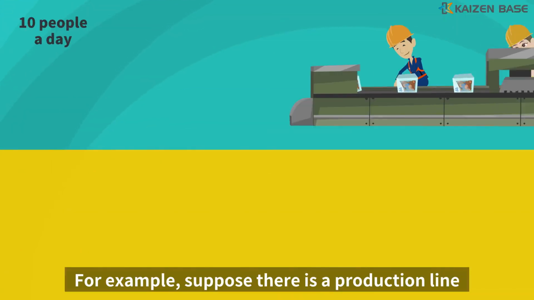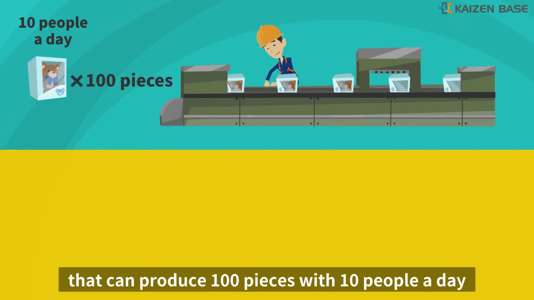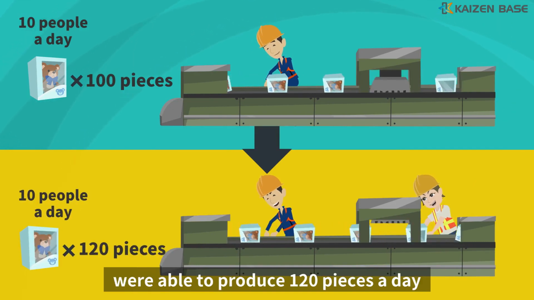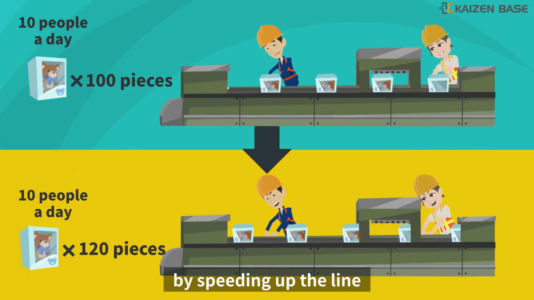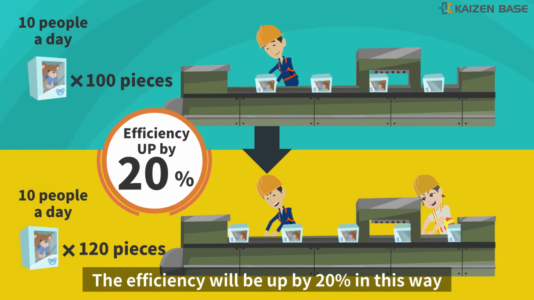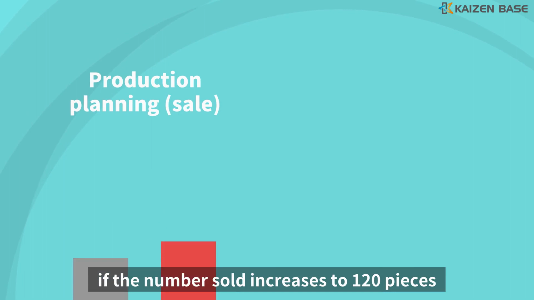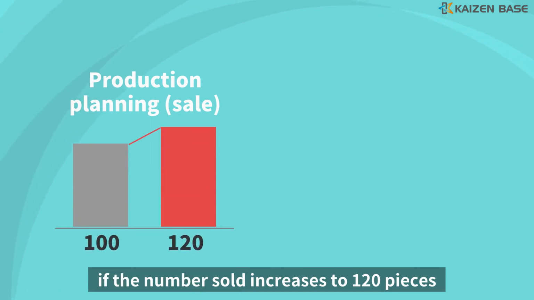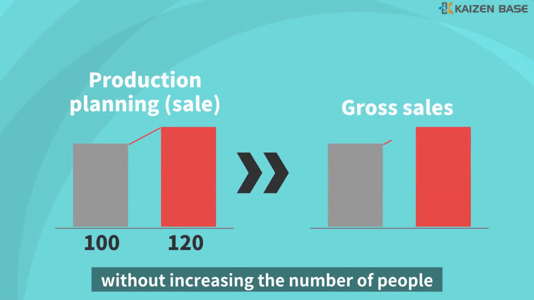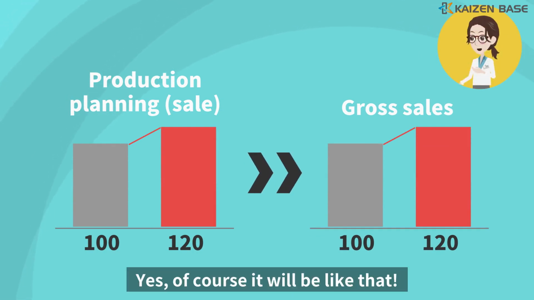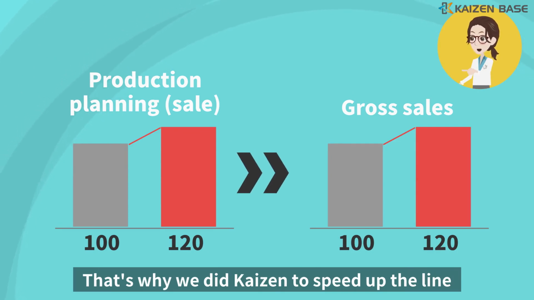For example, suppose there is a production line that can produce 100 pieces with 10 people a day. It became a line where 10 people were able to produce 120 pieces a day by speeding up the line. The efficiency will be up by 20% in this way. At this time, if the number sold increases to 120 pieces, the sales will rise without increasing the number of people, which will lead to profits. Yes, of course it will be like that. That's why we did Kaizen to speed up the line.